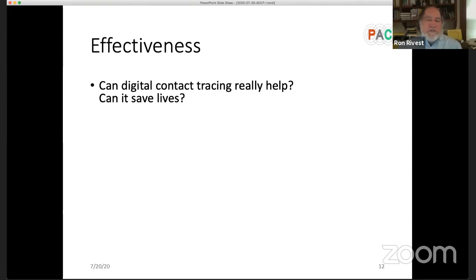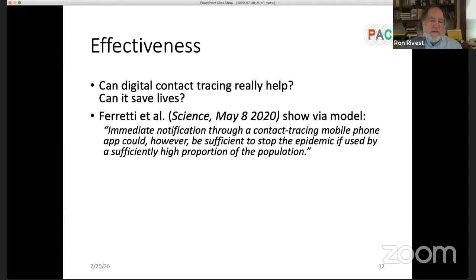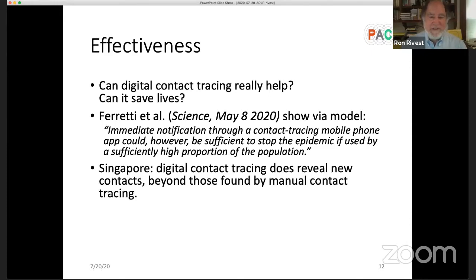And then you can ask the question, does digital contact tracing really help? Even if we got over those hurdles, can it save lives somehow? And some studies with models show that, yes, it could help. If you had a contact tracing mobile phone app, it could stop the epidemic if it's used by a sufficiently high proportion of the population. This is a quote from a paper by Ferretti et al. in Science in May. So some of the modeling studies, and it's not clear how much weight to give to these modeling studies because they all make assumptions, and one doesn't know whether the assumptions are the right assumptions or not. In any case, we're starting to see real results now.